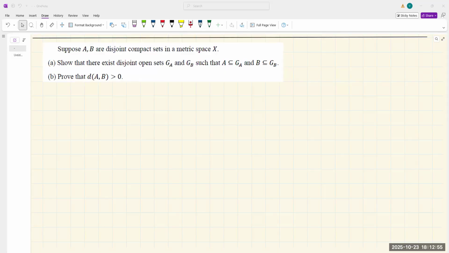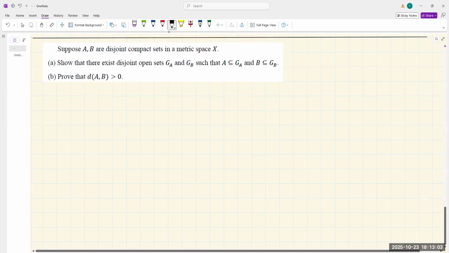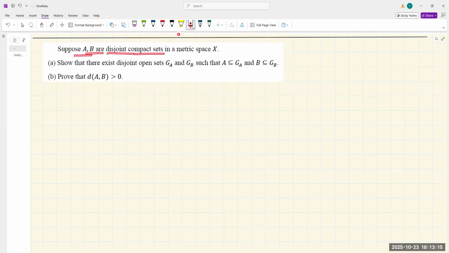Okay, so in this next question, you could think of it like an extension of the Hausdorff property for metric spaces. That is, if I have two disjoint compact sets in a metric space, then there exist disjoint open sets, G_A and G_B, which separate these two sets. So A is contained in G_A and B is contained in G_B.